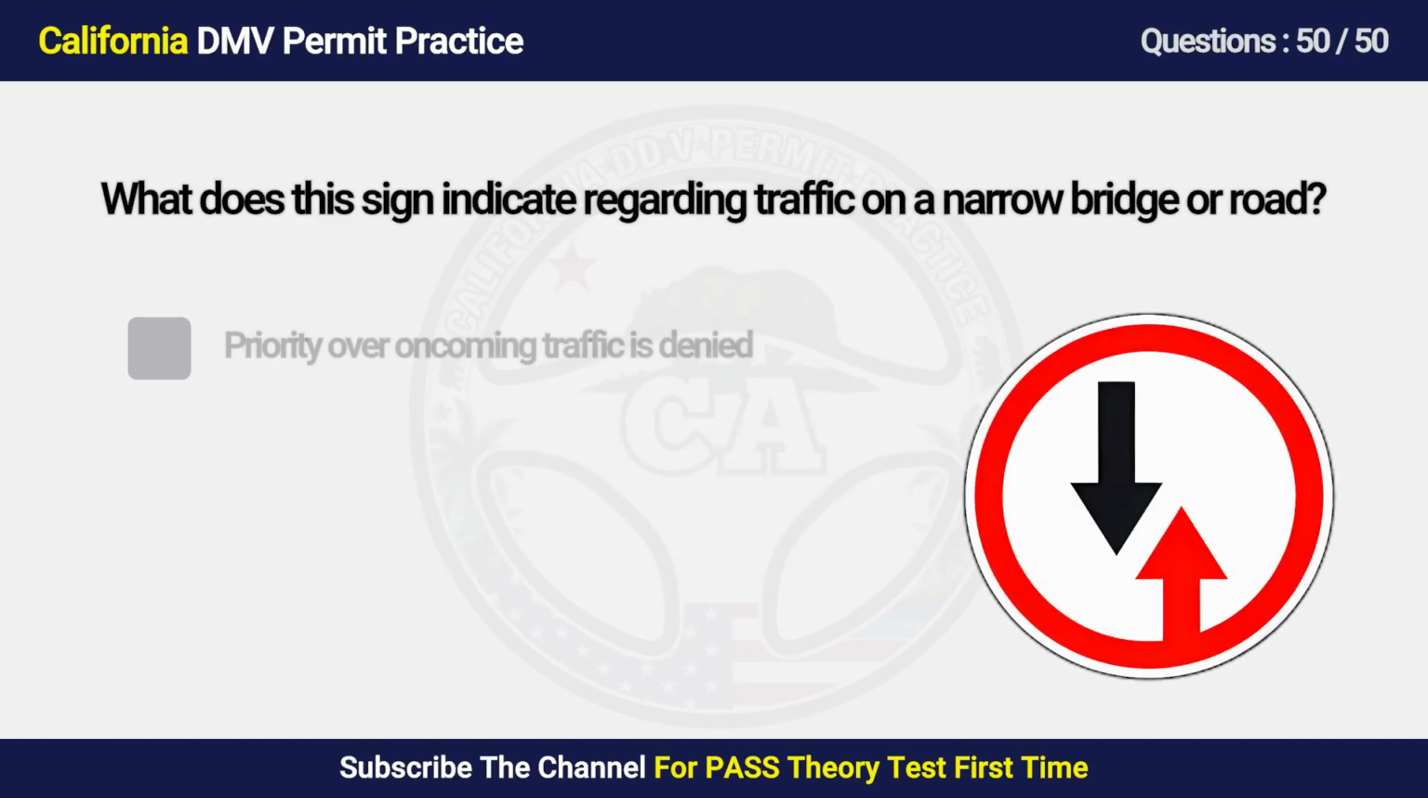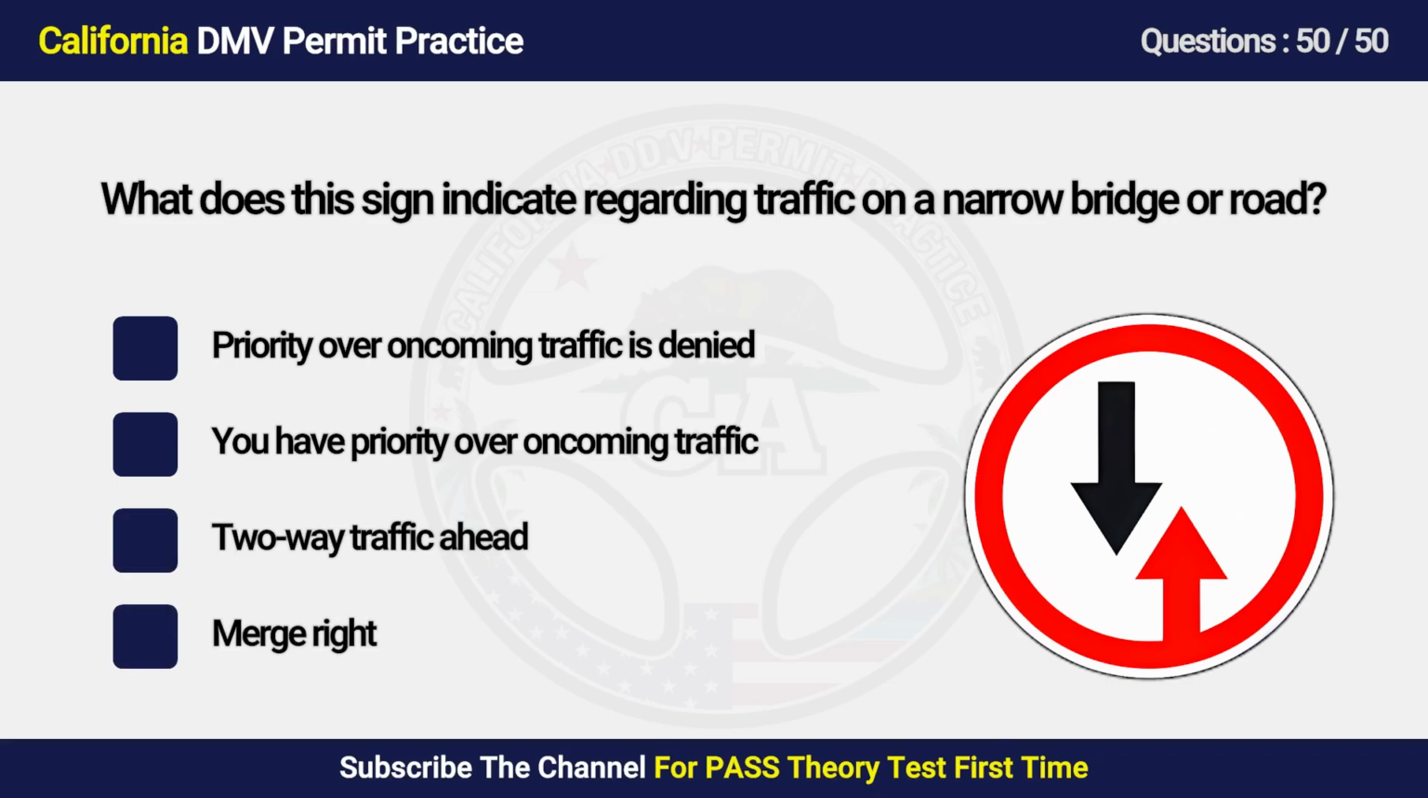Question 50. What does this sign indicate regarding traffic on a narrow bridge or road? A. Priority over oncoming traffic is. B. You have priority over oncoming traffic. C. Two-way traffic ahead. D. Merge right.